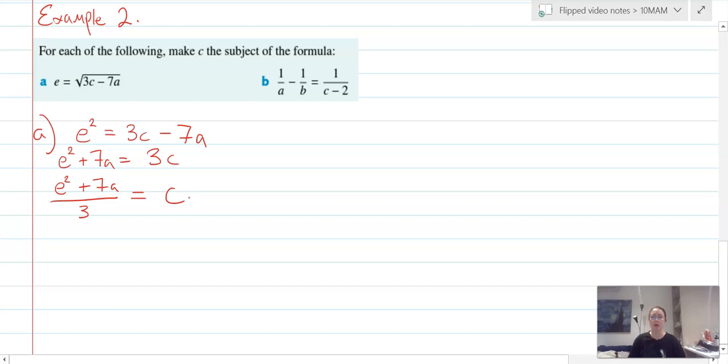So that one's not too hard. It's just that square root can look a little bit scary. Don't let it freak you out. You just gotta remember your steps.